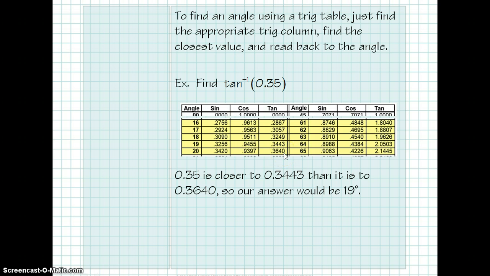And so what I have to do is decide which one of those is closer to the value I'm looking for. Well, 0.3443 is closer to 0.35 than the other one, so that's the one I'm going to use. So I scan over here and my angle is going to be 19 degrees. Okay.